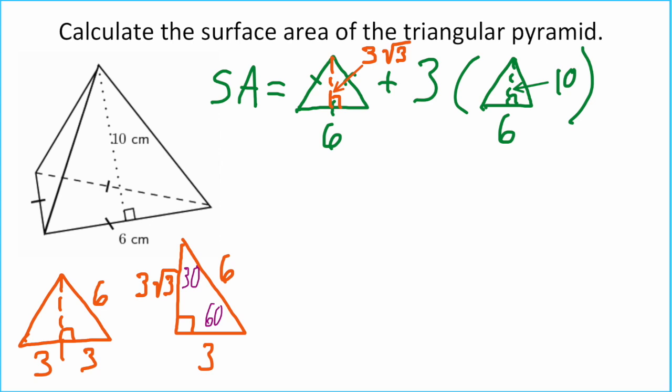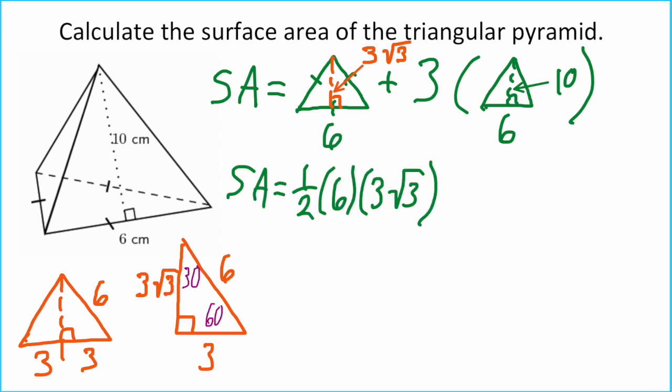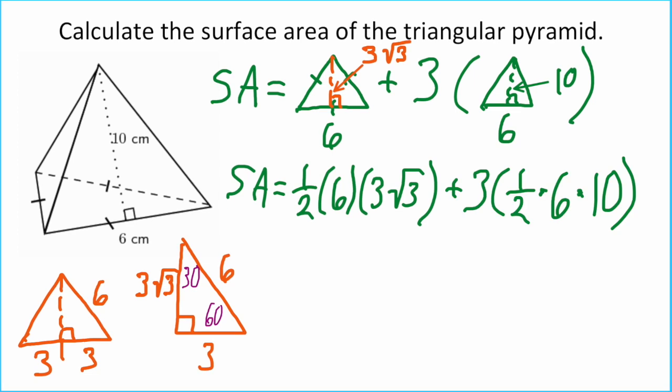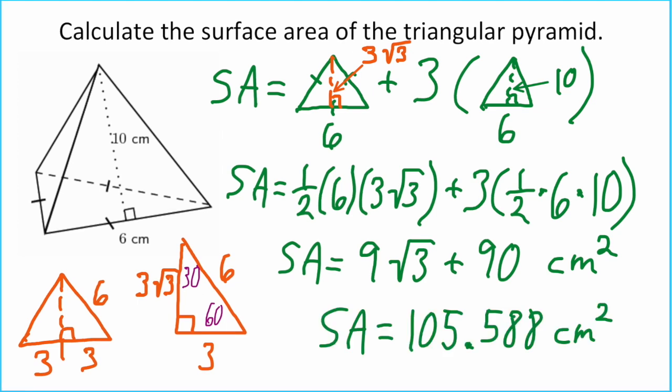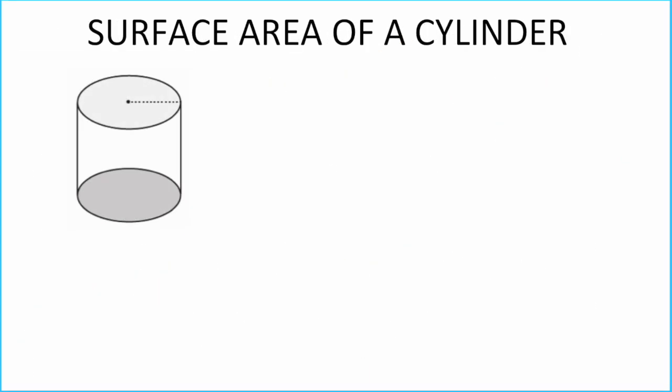So surface area is 1/2 times 6 times 3 radical 3 plus 3 triangles that are 1/2 times 6 times 10. Now we just need to simplify these down. That right there is my exact answer, 9 radical 3 plus 90 square centimeters. But if you put that in the calculator and change it to a decimal, you get 105.588 square centimeters.